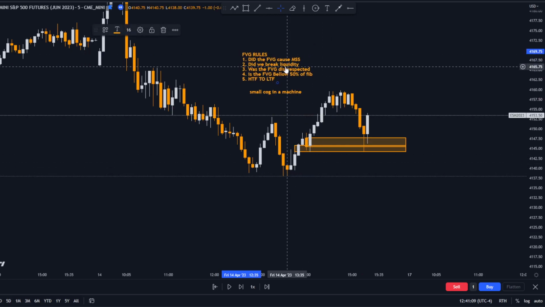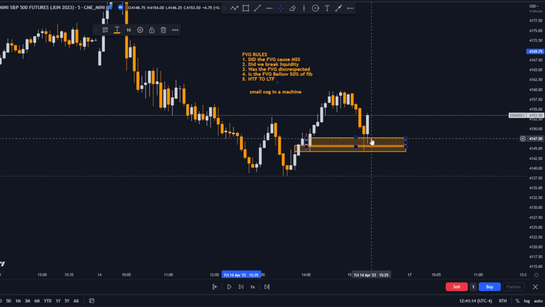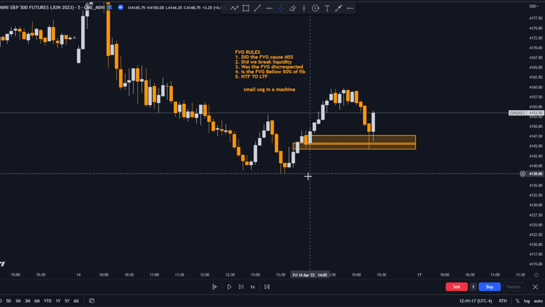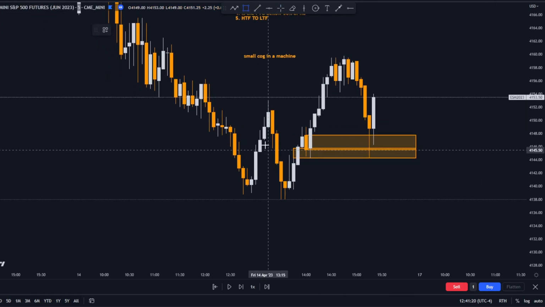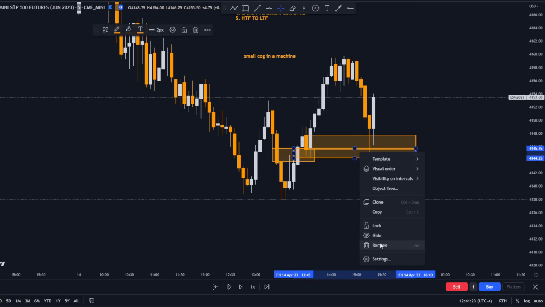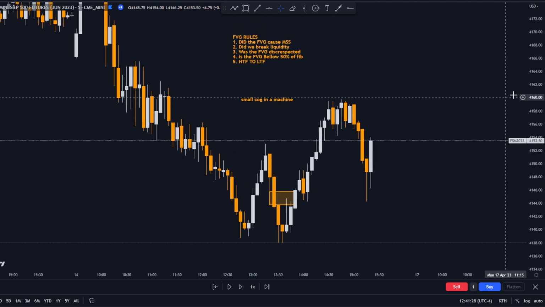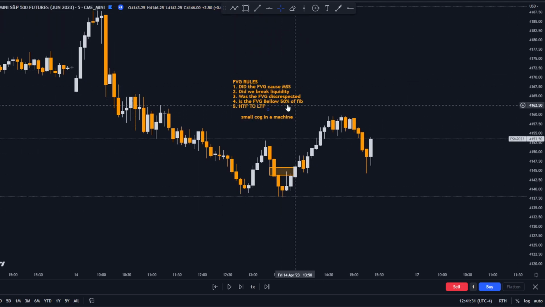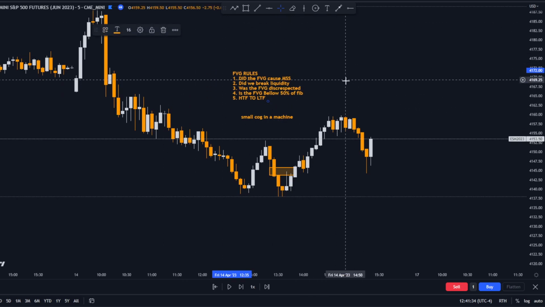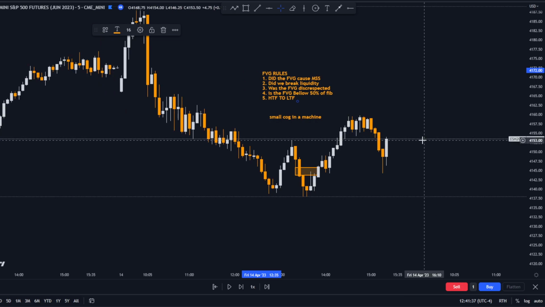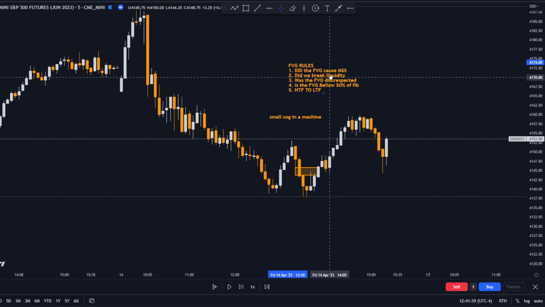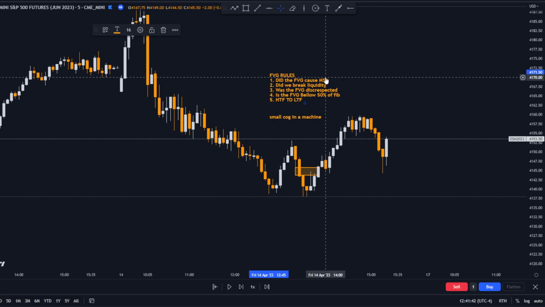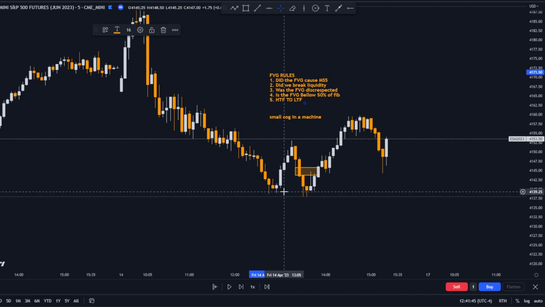So the rules. Did the fair value gap cause a market structure shift? If it did, it's a better one than just the usual one, like let's say this fair value gap right here. This one did nothing basically. You should never consider this one. Did we break liquidity? Was the fair value gap disrespected? Is the fair value gap below 50% of the FIB? And higher time frame to lower time frame. These simple rules will help you find the right one, and you won't enter the wrong fair value gap again.